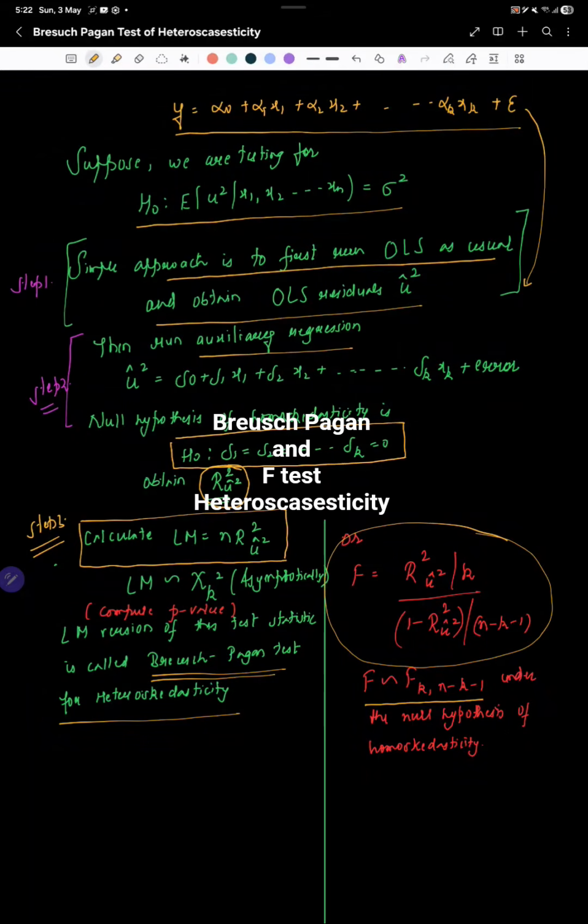homoscedasticity. In this case, the restricted model will be running the u hat square on intercept only, and the unrestricted model will be running this entire model. Okay, that's how you can calculate whether there is homoscedasticity.